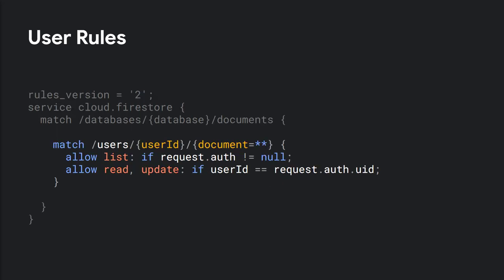To lock down this user's collection, we create a rule that allows a user to read and update their own record. Since there is no create or delete rule, the admin SDK will be required for these operations, such as the Cloud Function we just looked at. All authenticated users will be allowed to list users in the system.